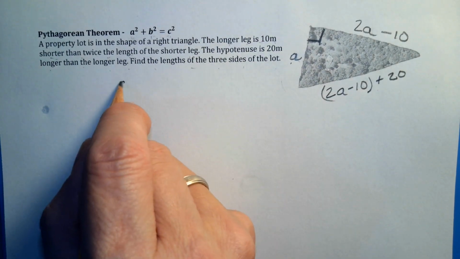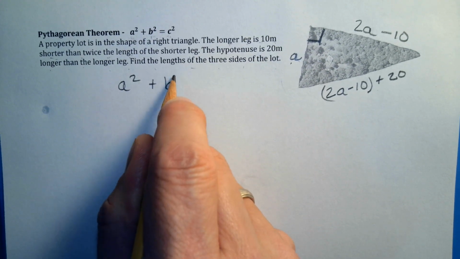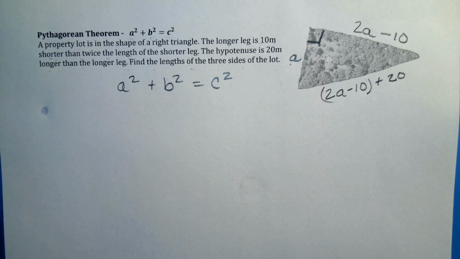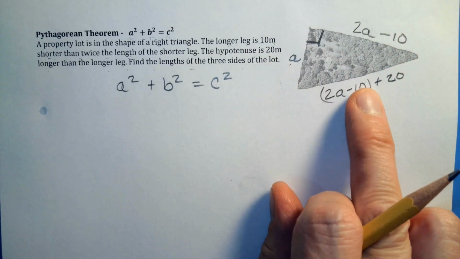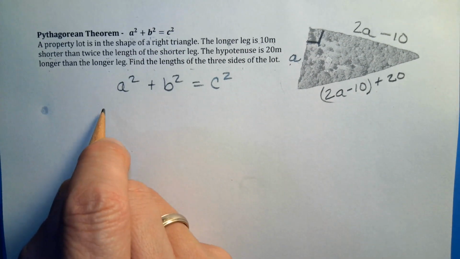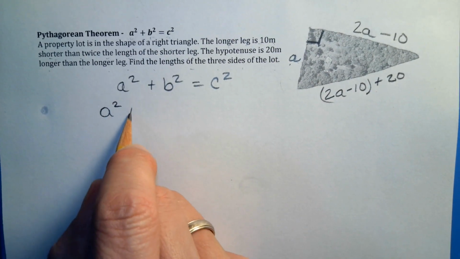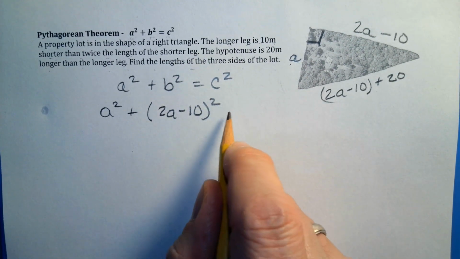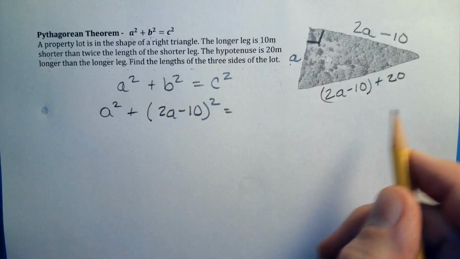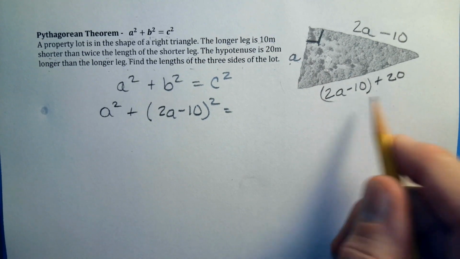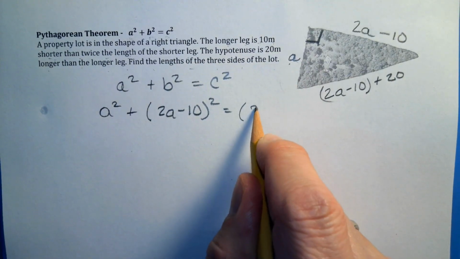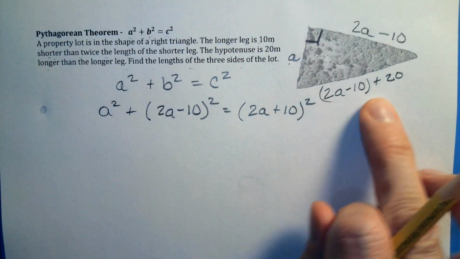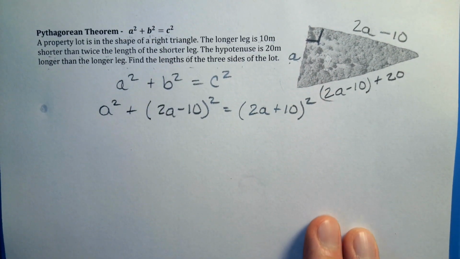All right, so we know we have A squared plus B squared equals C squared. And now we just plug the expressions for the three lengths into this. So A squared, that's not going to change, plus we have (2A minus 10) quantity squared, and that's equal to, let's simplify this, let's call it (2A plus 10) quantity squared. So we'll combine these like terms, okay?